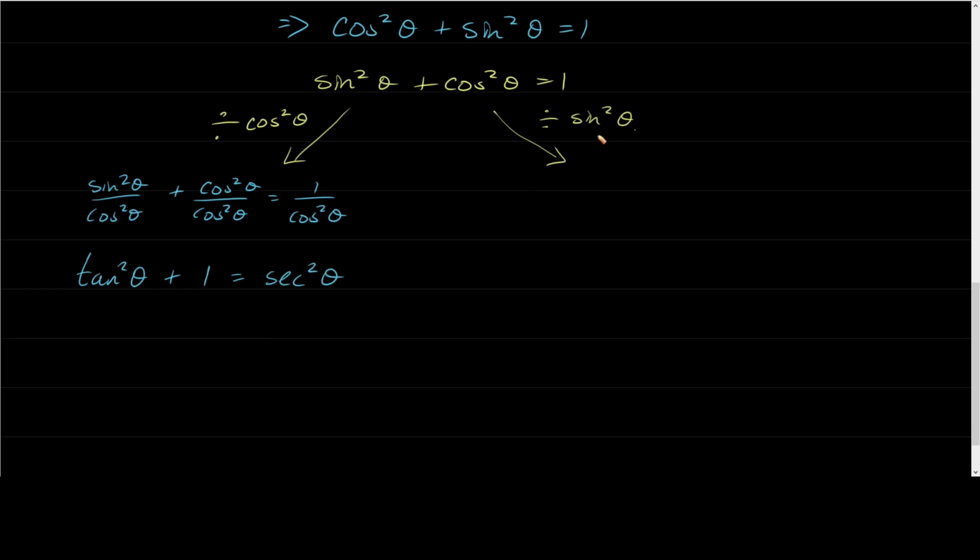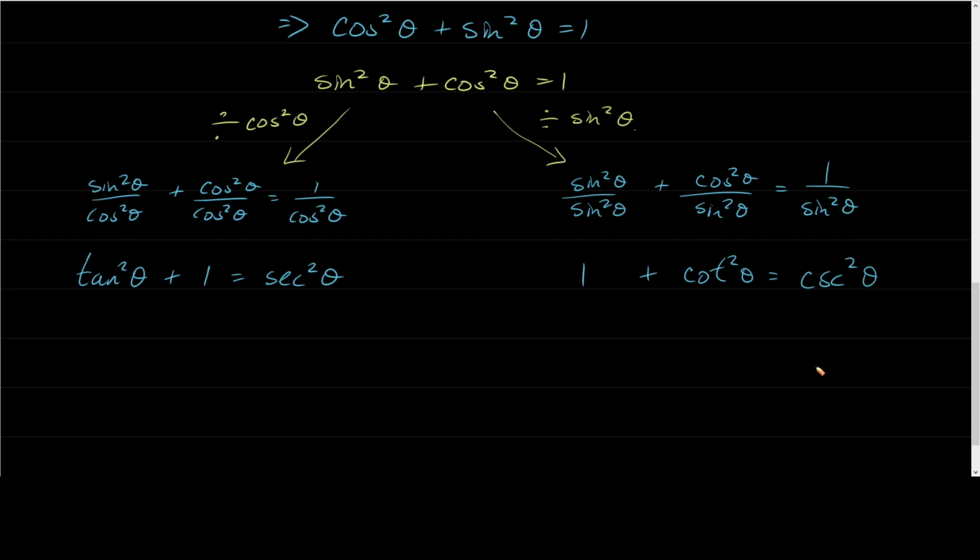Now over here, if I divide everything by sine squared, what do I end up with? I end up with sine squared theta over sine squared theta plus cosine squared theta over sine squared theta is equal to 1 over sine squared theta. And what are these? Sine squared over sine squared, that's just 1. Cosine squared over sine squared, that's cotangent squared. And then 1 over sine squared, the reciprocal of sine, would be cosecant. So we have cosecant squared.